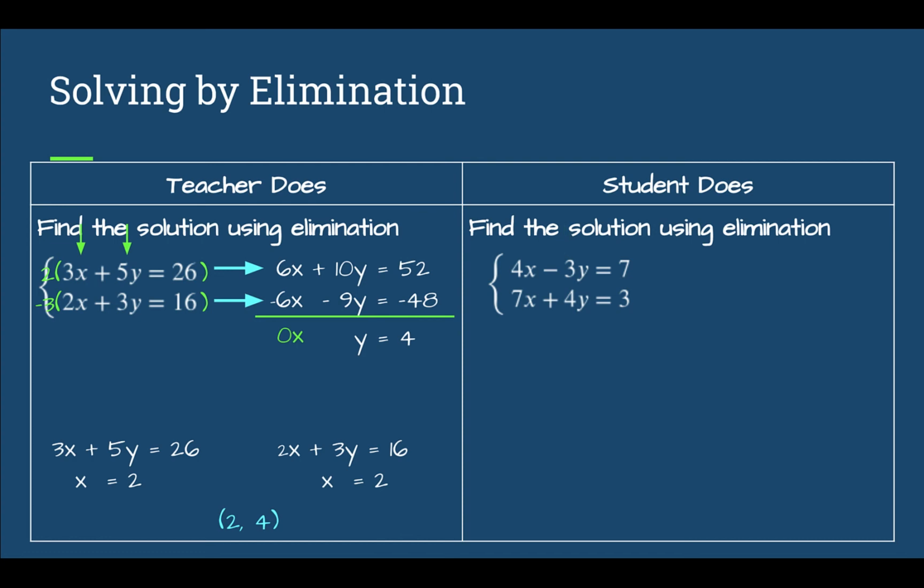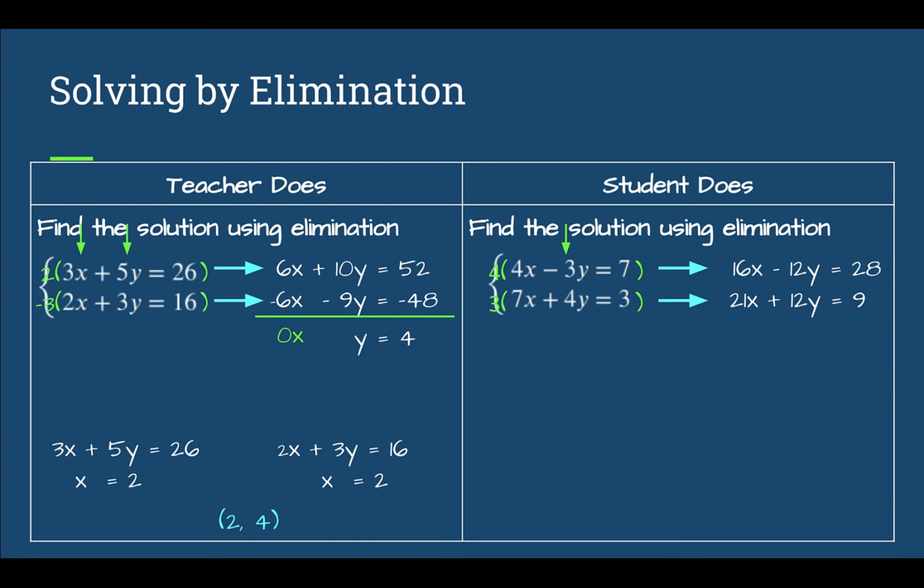Pause the video one last time and solve this one using elimination. Multiply one or both equations if you need to. Let's check through this. Personally, I noticed that y had a negative coefficient and a positive coefficient already. So if you had chosen to eliminate y, then you could have just multiplied the top by 4 and the bottom by 3 and got your new equations. But again, that's not the only way.